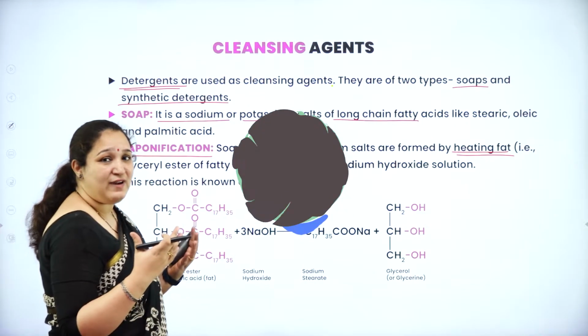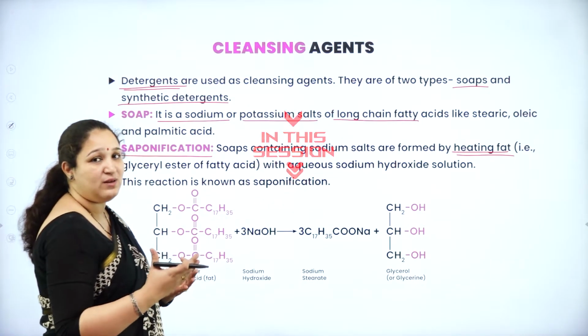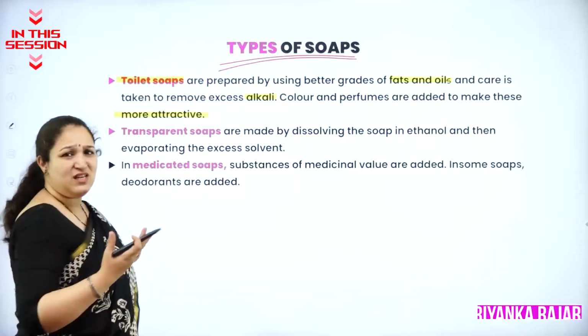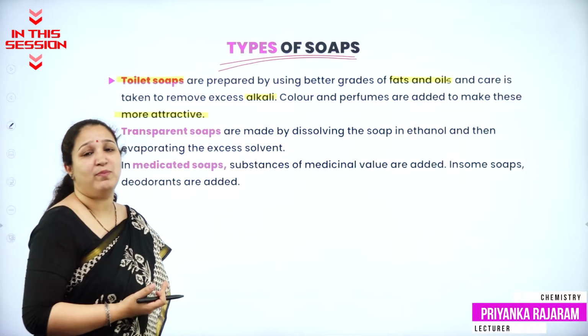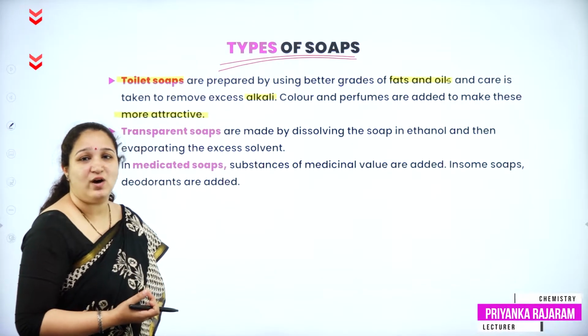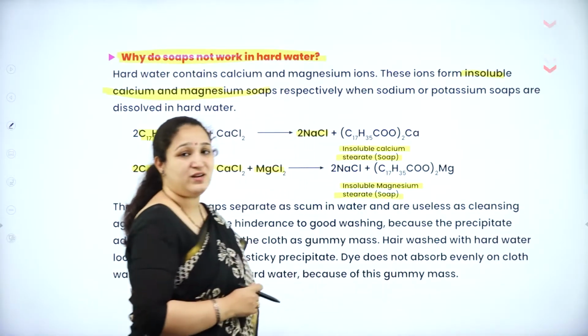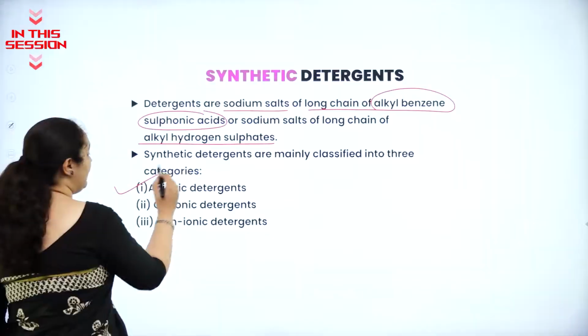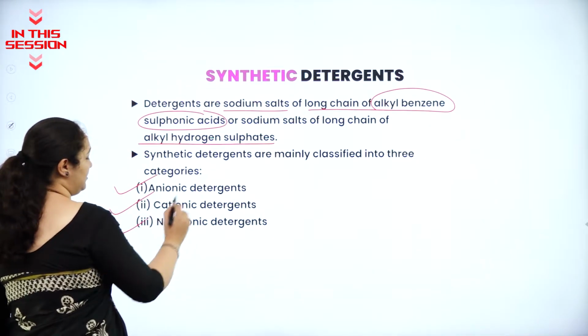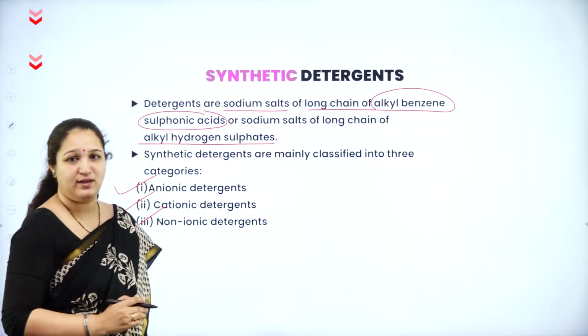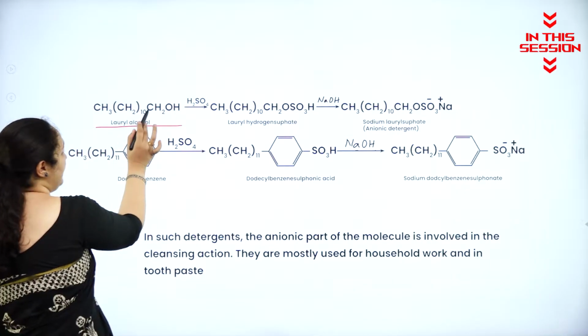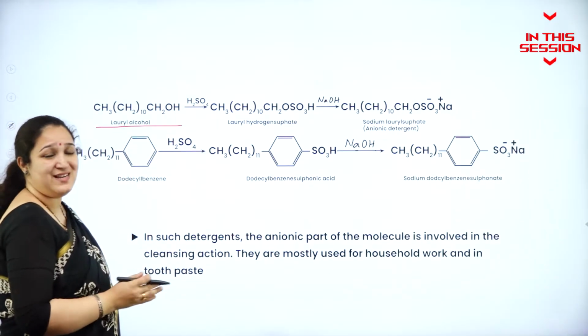The long chain fatty acids, what we have, we call them as fat. These are the normal soaps which we use for bath, that is called as the toilet soap. Insoluble magnesium stearate soap we will get. Anionic detergent, cationic detergent and non-ionic detergent, that is CH3, CH2 10 times, CH2OH. We call it as lauryl alcohol.